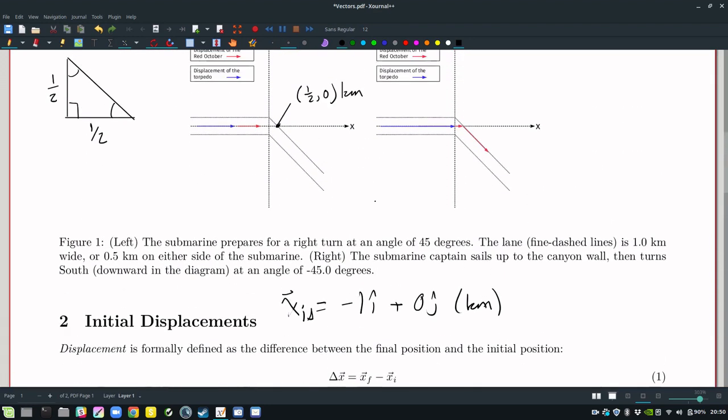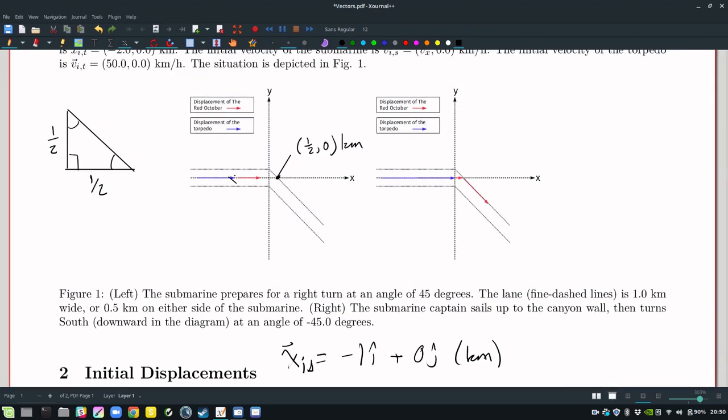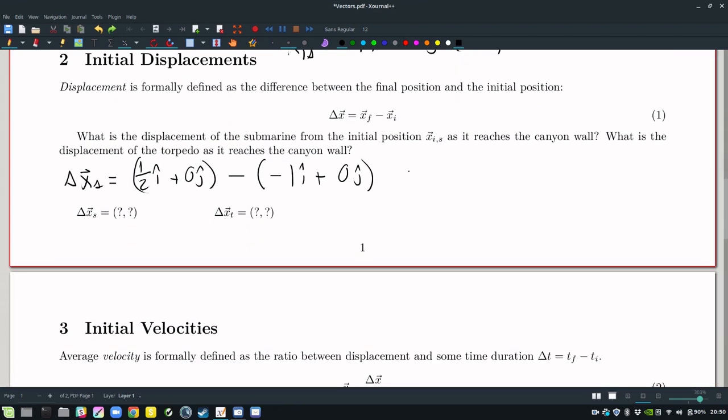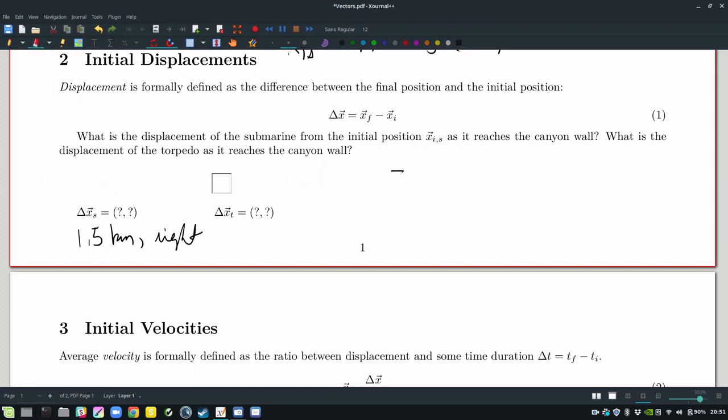And so you can kind of tell intuitively that if it starts here and goes a kilometer and then another 1/2 a kilometer, it should be 1.5 somehow. And you see that it is. These are both zeros, so they don't enter into the final answer. You have a 1/2 minus -1, so we have 1.5 kilometers, but in the positive x direction. So here I would say 1.5 kilometers to the right, and specifying both the magnitude and the direction is perfectly acceptable. So what about the torpedo?